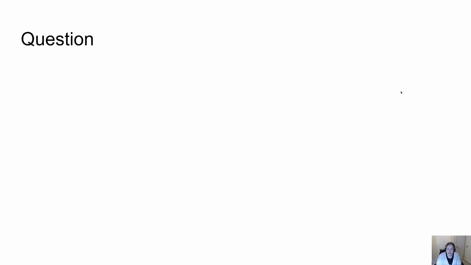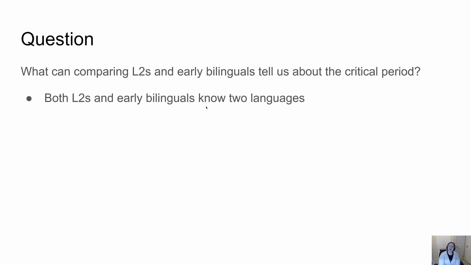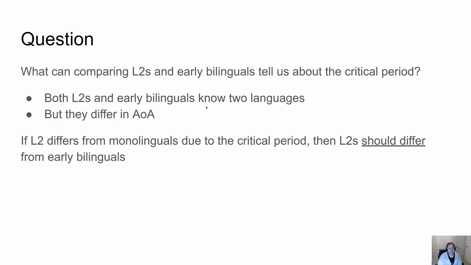Okay, so now that we have a background in the early bilingual versus second language learner questions, the comparisons, let's ask a bigger question: what can comparing second language learners and early bilinguals tell us about the critical period? Again, we said they both know two languages, but they differ in age of acquisition. So then we have two possibilities.